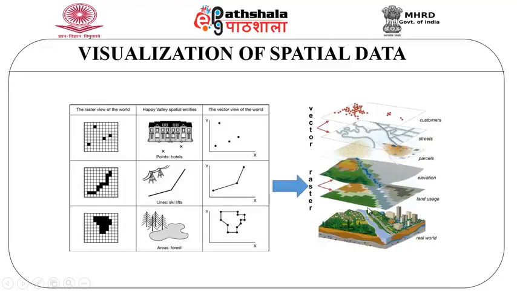These can be visualized as shown here on the right hand side. Here we can see customers represented as brown color dots, streets shown as green lines, and parcels being delivered to certain locations, also represented using a particular color. It also shows the elevation and the land usage, where the bottommost is the real world data.